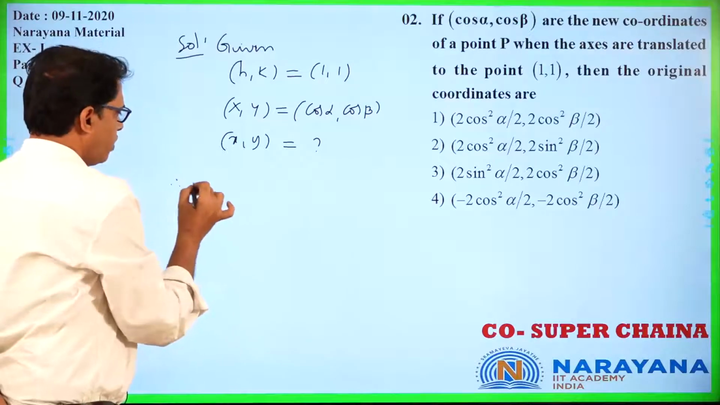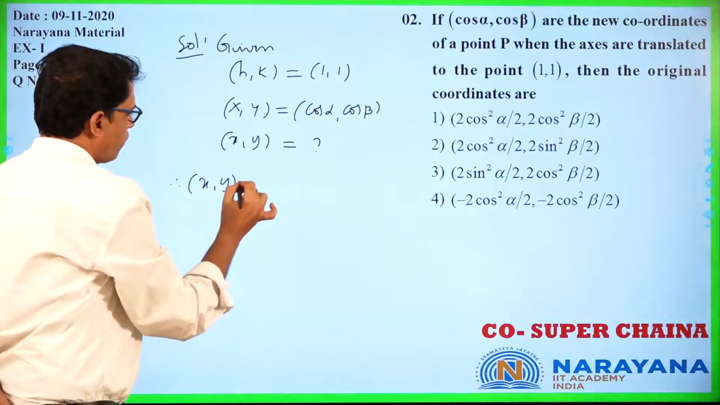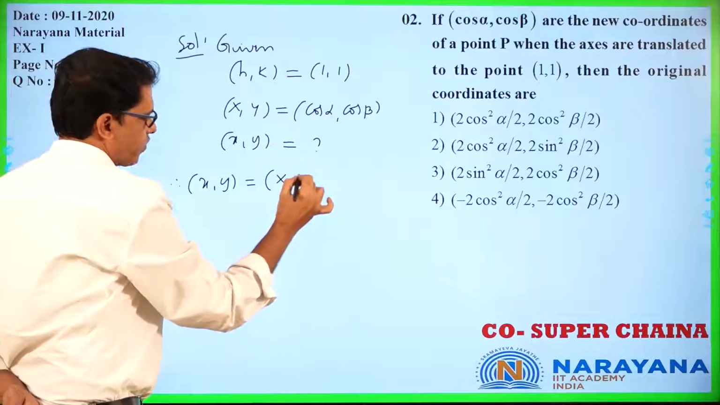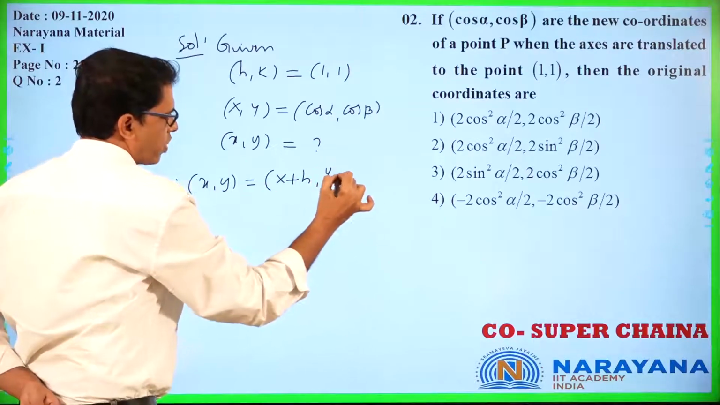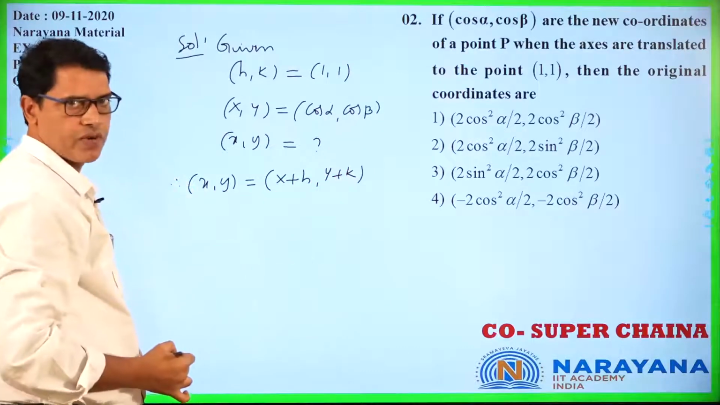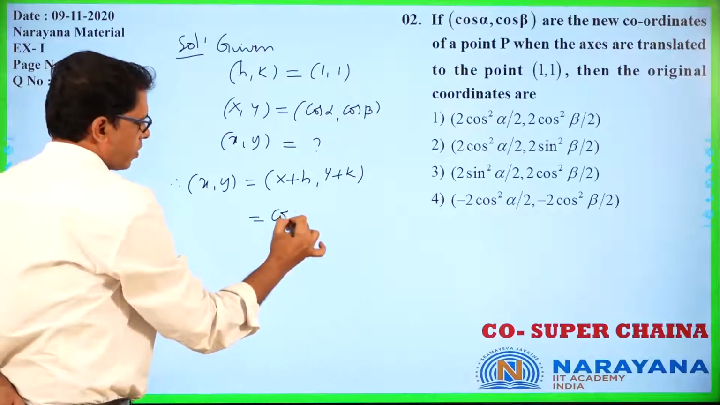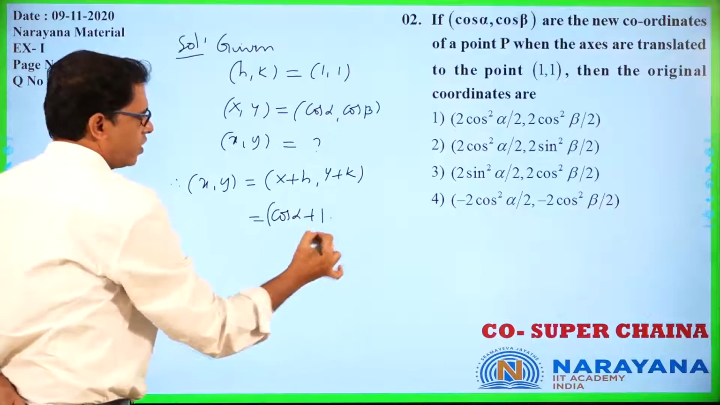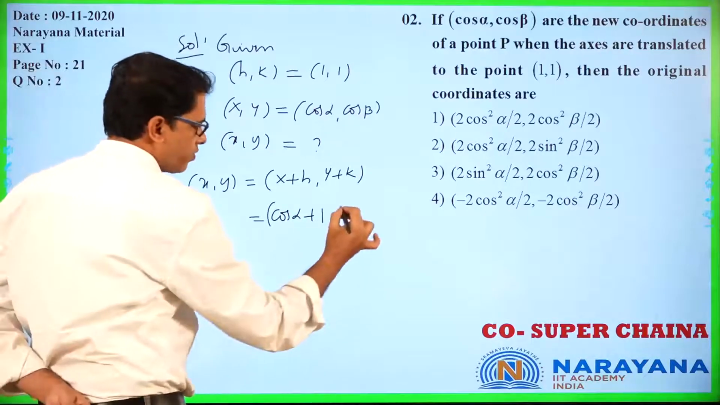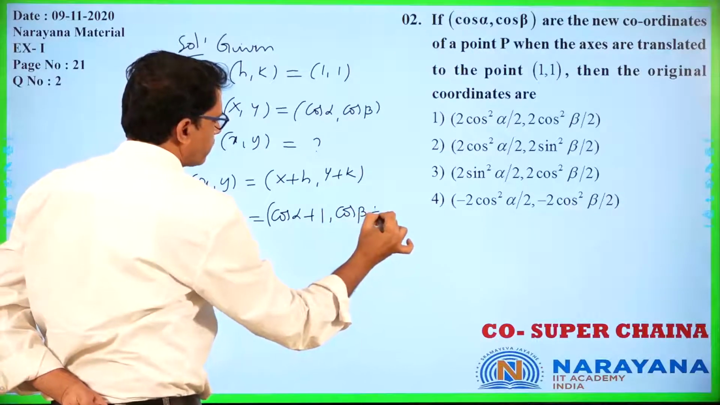Therefore we have the formula. So small x comma small y is equal to capital X plus h, small y is equal to capital Y plus k. So apply the formula. So capital X value cos alpha plus 1. Then capital Y value cos beta plus 1.